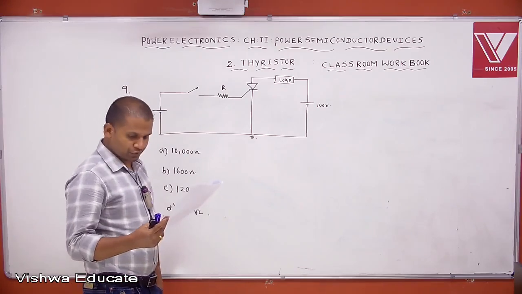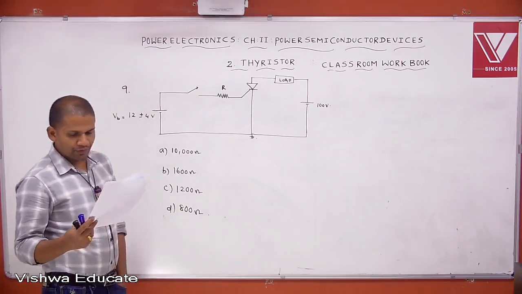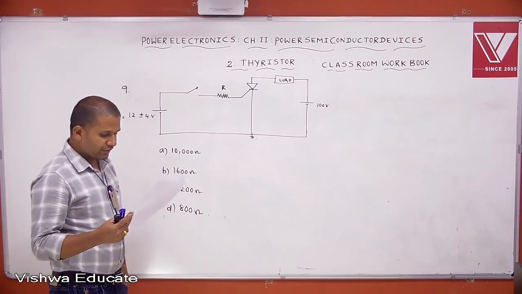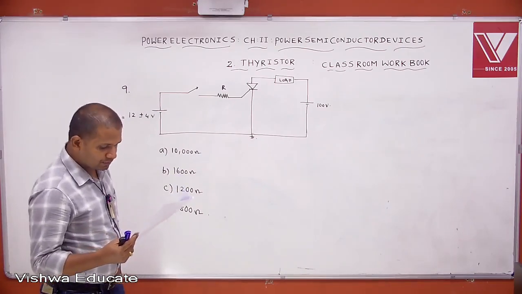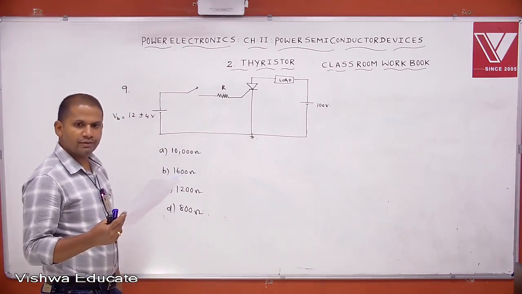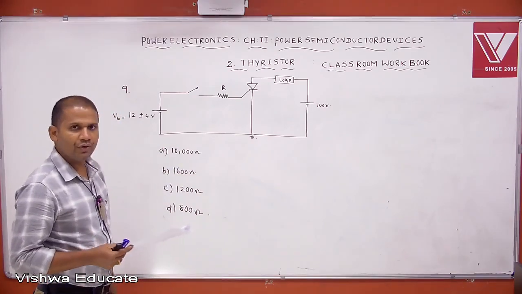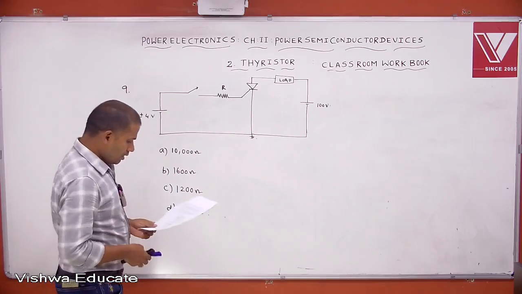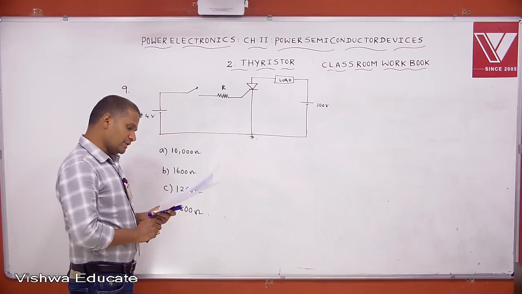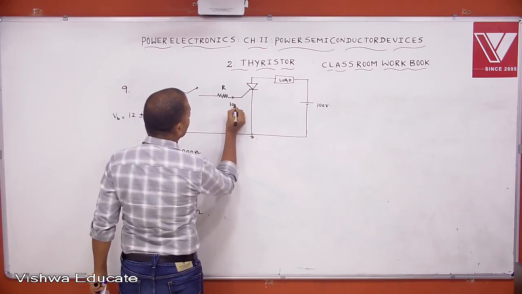See question number 9. The trigger circuit of a thyristor is shown in the figure. The thyristor requires a gate current of 10 milliampere for guaranteed turn on. What value of R is required for the thyristor to turn on reliably under all conditions of VB variation? For reliable turn on of the thyristor, how much gate current does it require? 10 milliampere.